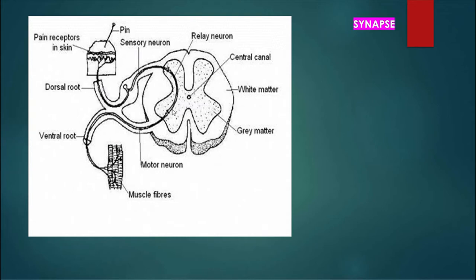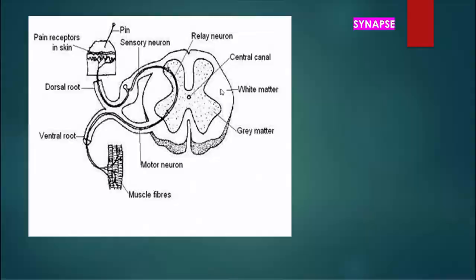And then we have the motor neuron here, which is responsible for transmitting impulses from the connector neuron to the muscles. And then just after the motor neuron, we have what we call a ventral root. And then we have the muscles here, muscle fibers, which is the effector. And then now here, this is the spinal cord. And then we have a hole here in between, which is the central canal. And then just inside here, we have what we call gray matter. And outside here, we have what we call white matter.